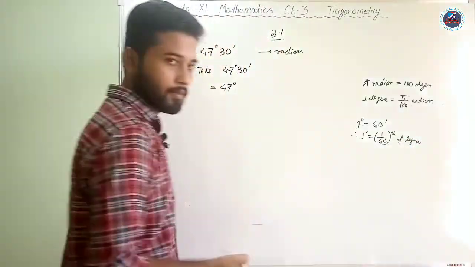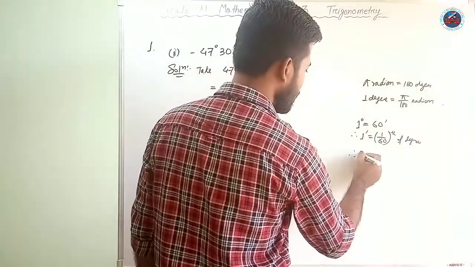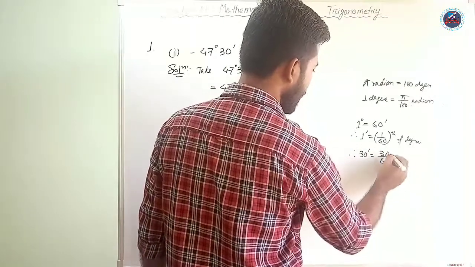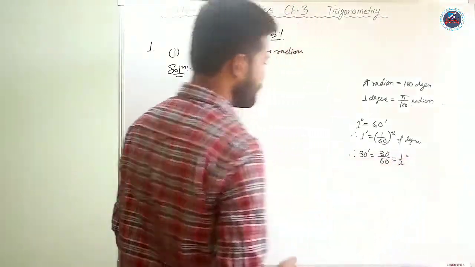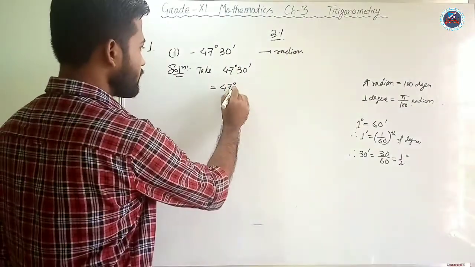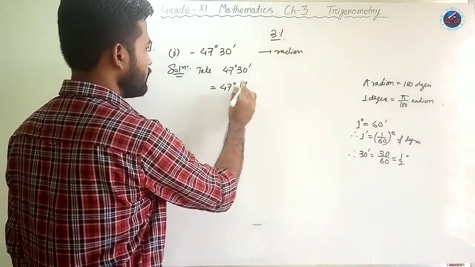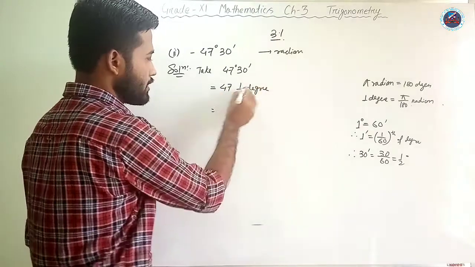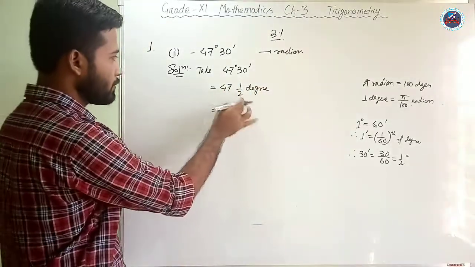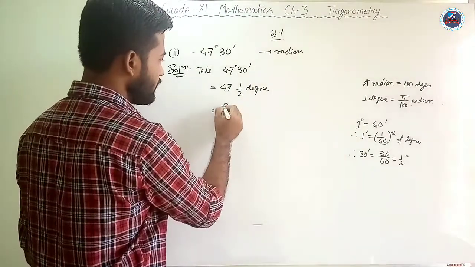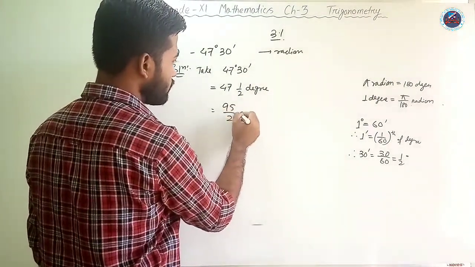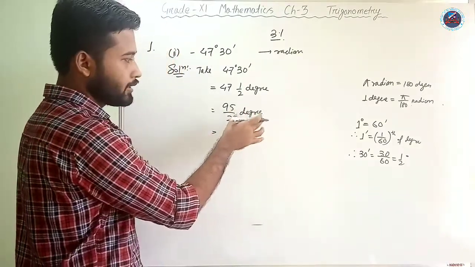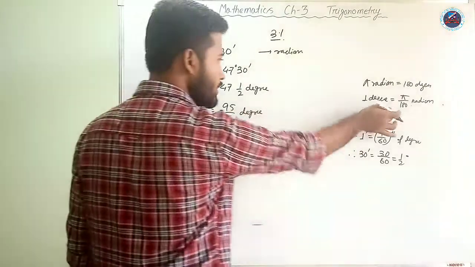isn't it? So therefore 30 minute is equal to 30 by 60 degree, and that will be equal to half degree. Fine. So in place of this I can write 47 and a half degree. Now since it is a fraction, just multiply it: 47 into 2 is 94, plus 1, 95 by 2 degree. Now we need to convert the degree into radian using this relation.